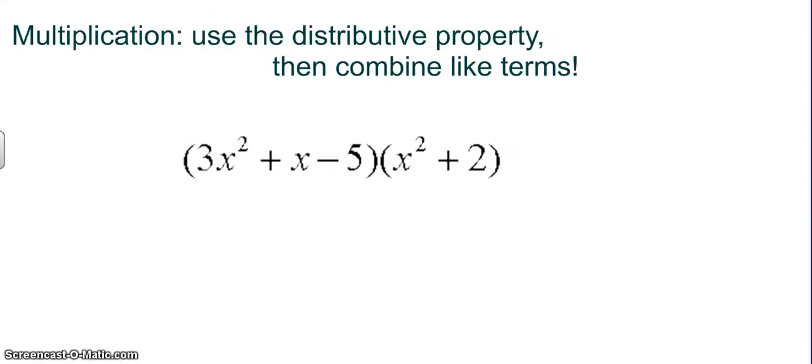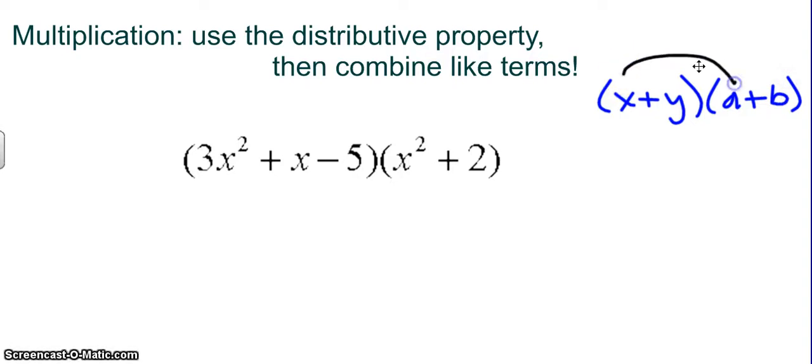Alright, next skill is going to be to multiply with polynomials. Multiplying means use the distributive property and then do what we did with adding and subtracting by combining like terms. So the distributive property when you've worked with binomials, so you've had things like x plus y and a plus b, you were taught to FOIL, which means first, outside, inside, last.